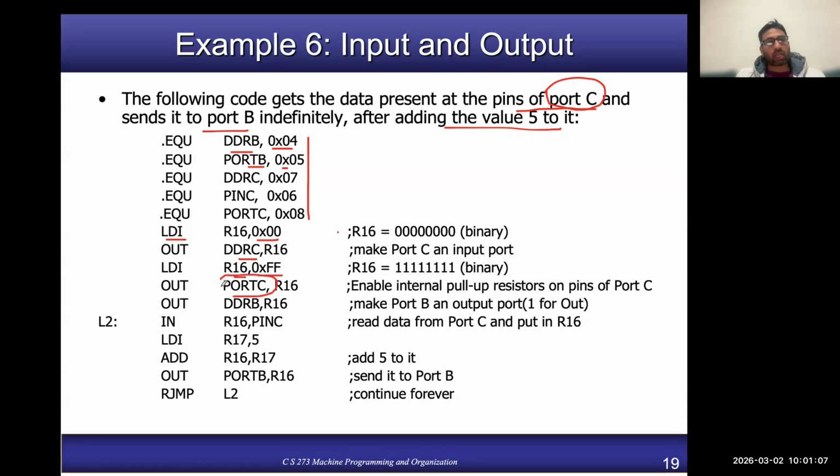Why are we doing so? Because we want to enable the internal pull-up resistors. Okay. So we have now configured port C as an input port. We have also enabled its internal pull-up resistors.